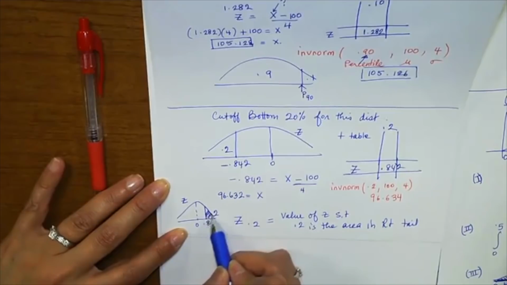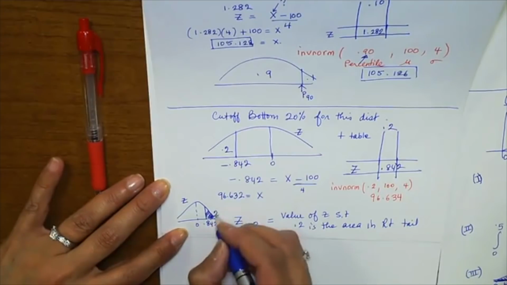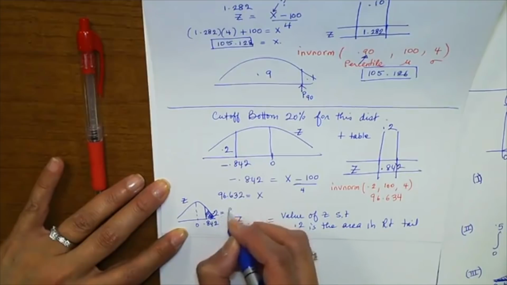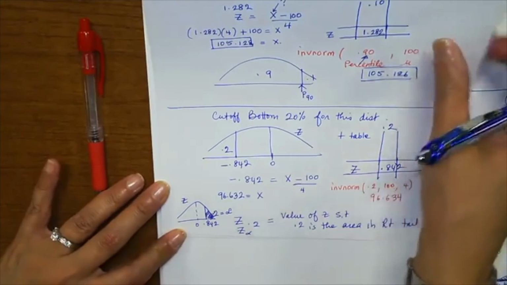0.2 is the area in the right tail. That's how this is defined. Z alpha is defined such that alpha is the area in the right tail. Get it? Yeah? So one of the questions will just be really basic like that. Find Z.05.